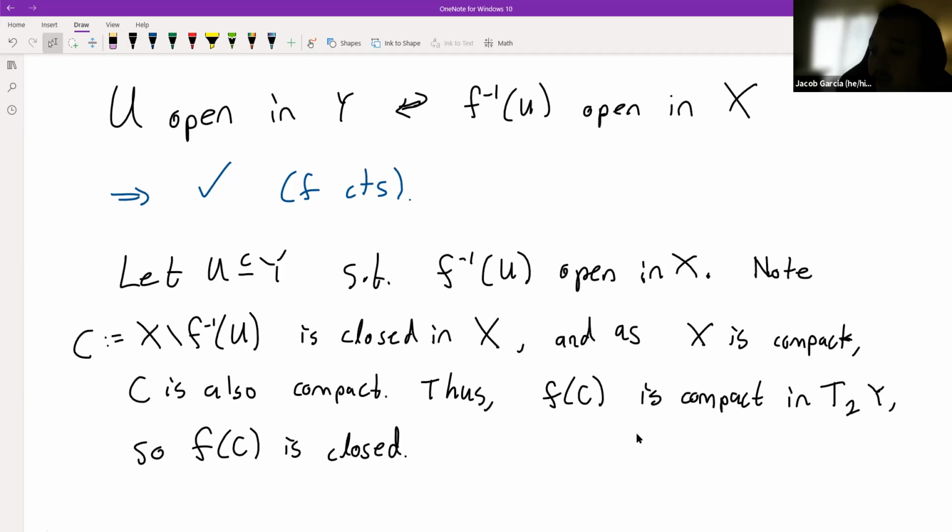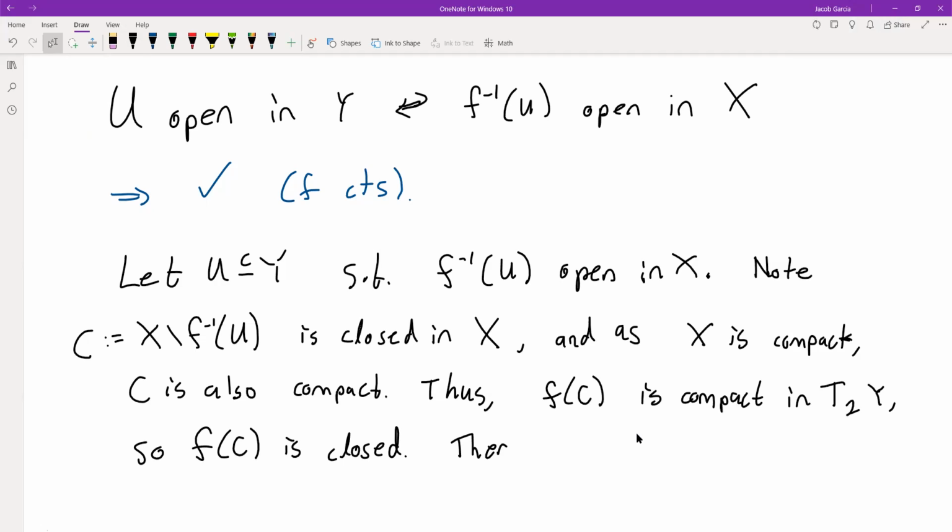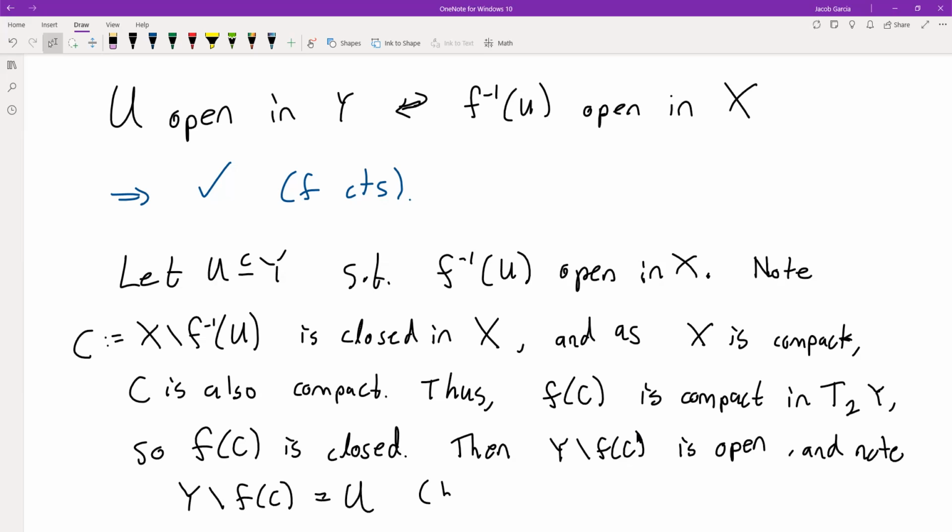Okay. And then I just had the complement of F of C, it has to be open, and then with just some double inclusion arguments, just following through what it means, I got that the complement of F of C is U. And I think all I needed from here on out was the knowledge that F is onto. Yep.